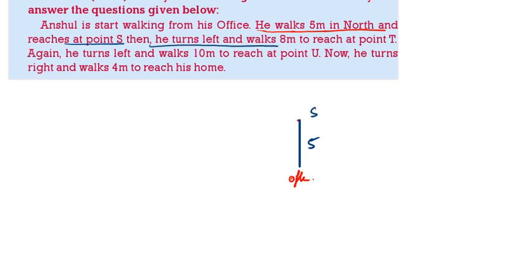Then he takes a left turn. Now he is taking left. Left means left. He walks 8 meters. This time he is walking 8 meters to reach T. This is T.